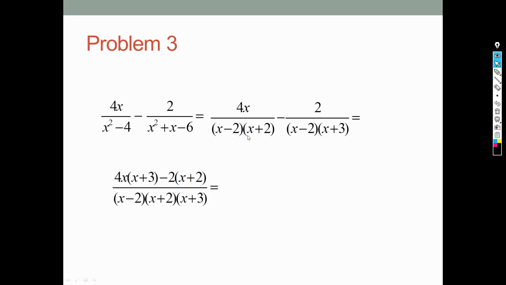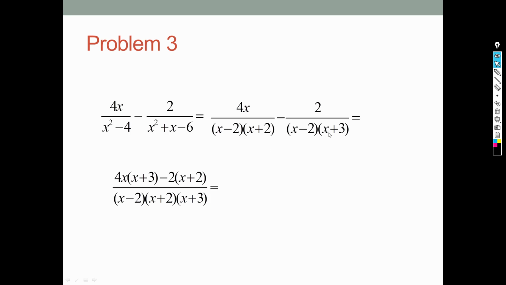Look at the first fraction. What factors are missing? Look. Least common denominator, x minus 2, x plus 2. It's got x minus 2, x plus 2. What's missing? X plus 3. So in order for this fraction to work, I have to multiply the top and the bottom by x plus 3. That's why I got this x plus 3 right here. In the second one, common denominator has x minus 2, x plus 2, x plus 3. This one has x minus 2, x plus 3.